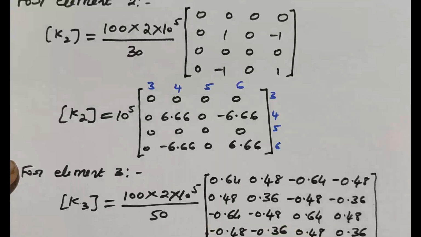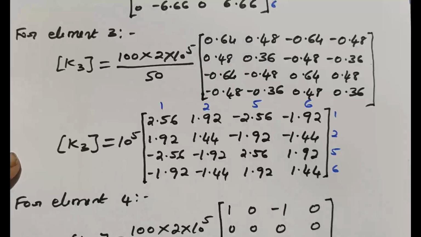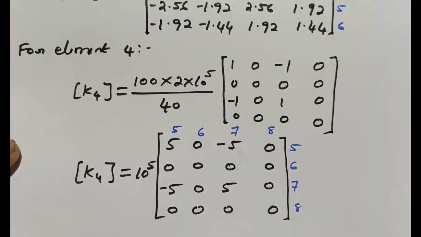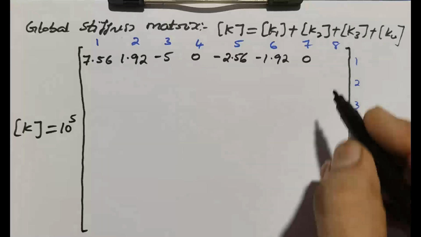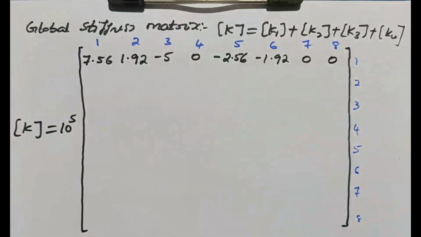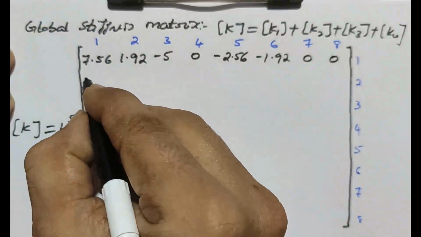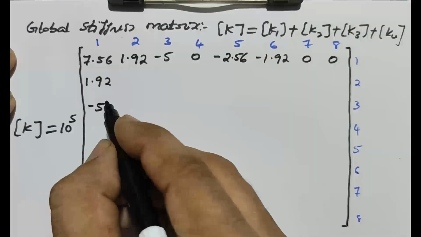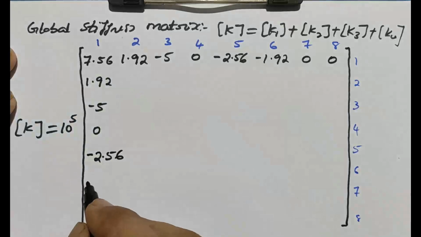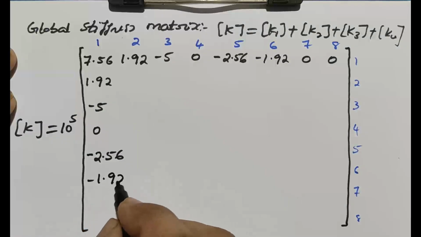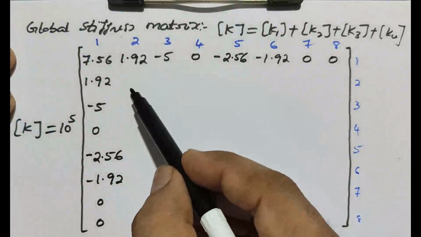In K2 also we don't have any element corresponding to 8 and 1. In K3 again we don't have any element. Similarly in K4 we don't have any element corresponding to 8 and 1. Therefore element corresponding to 8 and 1 will be 0. Due to symmetry I can write the first column. It is 1.92, minus 5, 0, minus 2.56, minus 1.92, 0, 0.